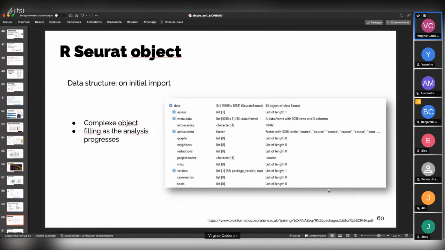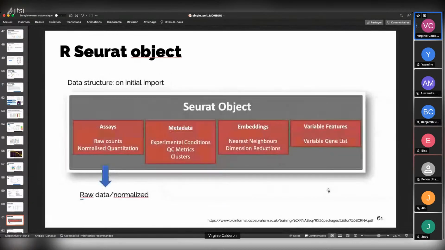Yes, so 3 years ago, I think we started to analyze single cell experiments, and we discovered the Seurat object, and it's a complex object. But once you have understood how it works, it really makes sense. Okay, so here is an overview of what is inside this object. When you use R to analyze your data, you will fill this object during the analysis. So at the beginning, it's an empty object. When you use create Seurat object, it's empty, but all the structure is here, but the information is not there.